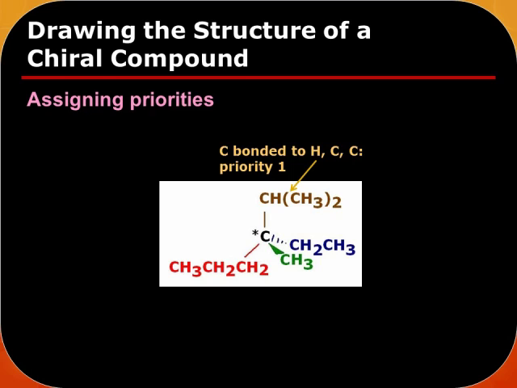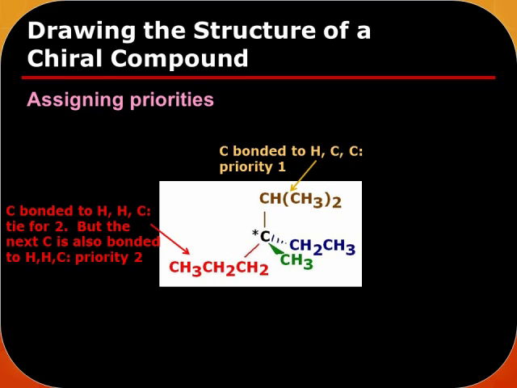The second priority, can you guess among the other three which one will have the second priority? Is it CH2CH3 or CH3CH2CH2? Right. If you have any confusion about these two, you have to look at the next element, right? Look at this, right? Here the carbon substituent is bonded to how?